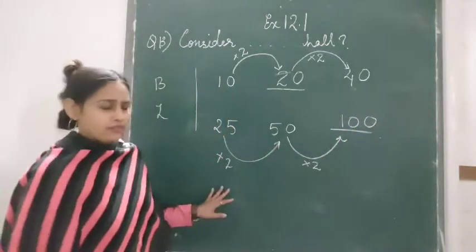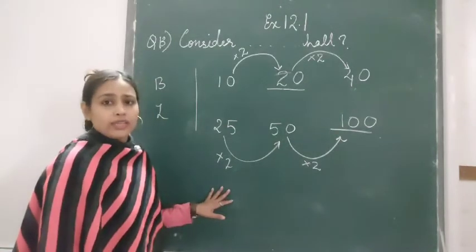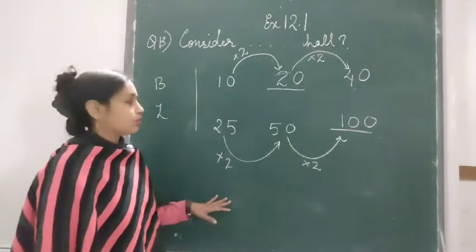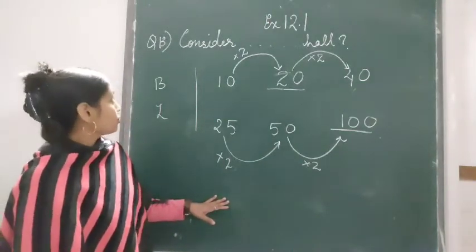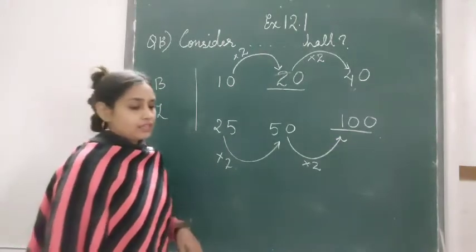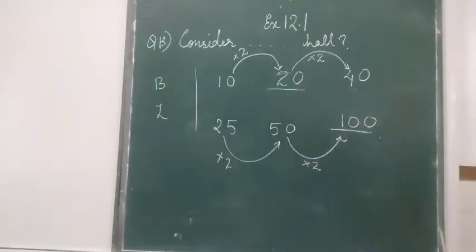So this is the simplest way, okay, to find out, like we do for equivalent fractions. These are the equivalent ratios, okay. So this completes your question number 13. We move to the next question, that is question number 14.